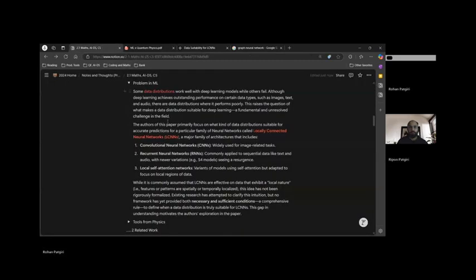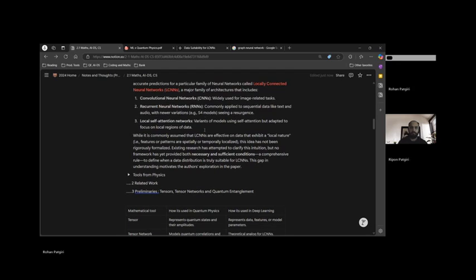So in this paper, what they're trying to do is find out what kind of data distributions are suitable for accurate predictions for LCNNs. Okay. Now, how do they do this? But before that, there is an intuitive idea about what kind of data is suitable. Here they mention data which exhibits a local nature. By local nature, they mean features or patterns that are spatially or temporally localized. So what does that mean?